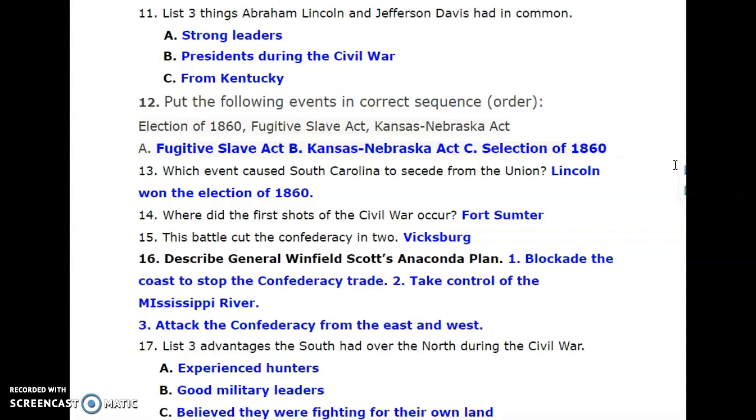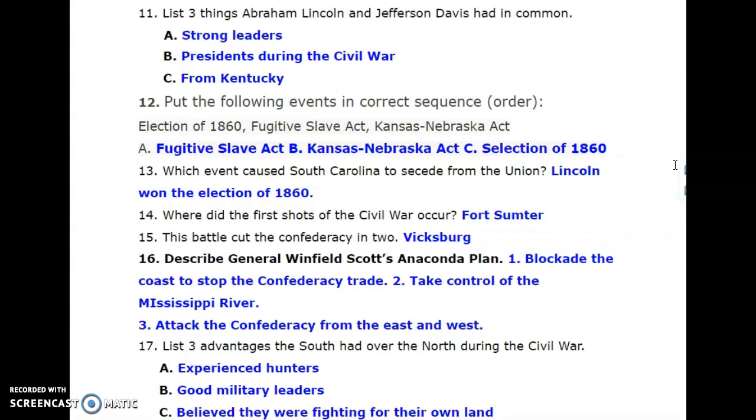Number 13, which event caused South Carolina to secede from the Union? Of course, Lincoln's election in 1860 was really the final straw, and it convinced many Southerners that Lincoln was eventually going to order the end of slavery, and so they were simply going to secede, or leave the Union, and begin their own country. Number 14, where did the first shots of the Civil War occur? I mentioned that earlier. That was Fort Sumter. Number 15, this battle cut the Confederacy in two, and that was the Battle of Vicksburg.